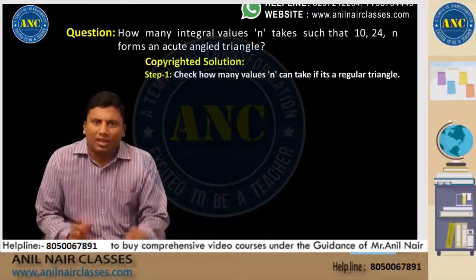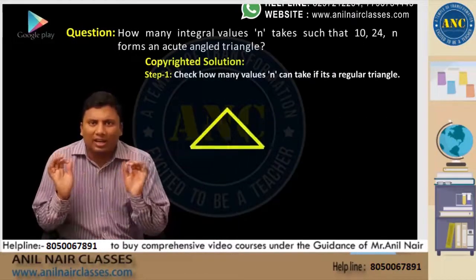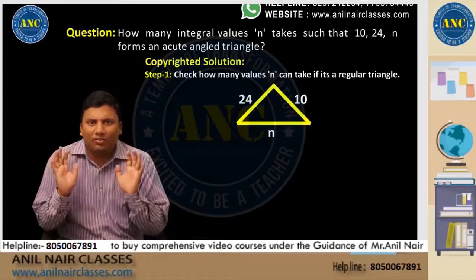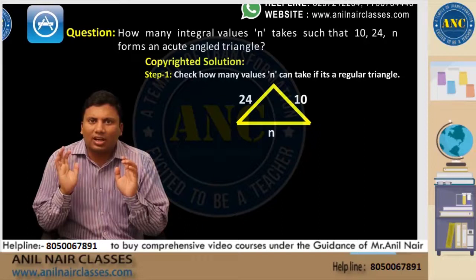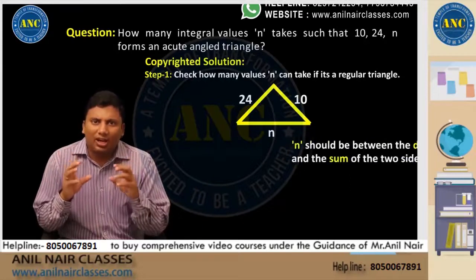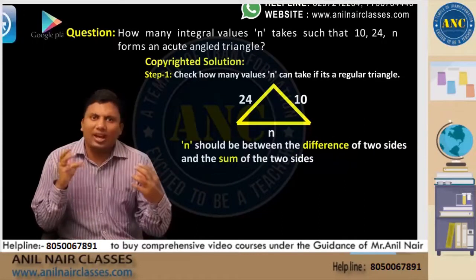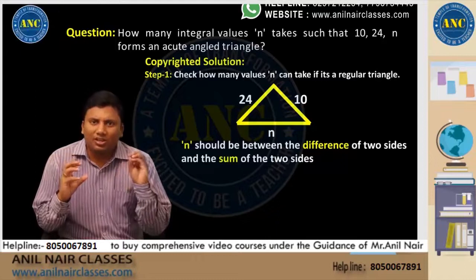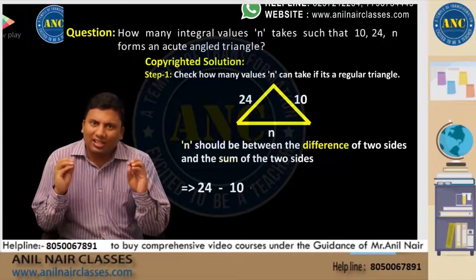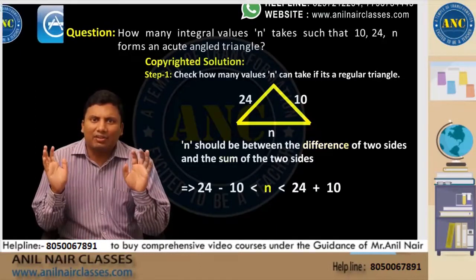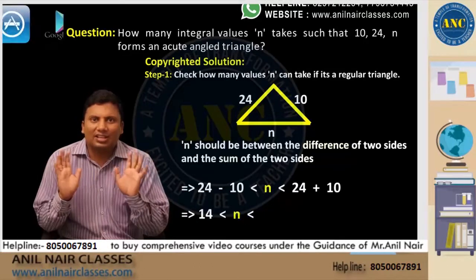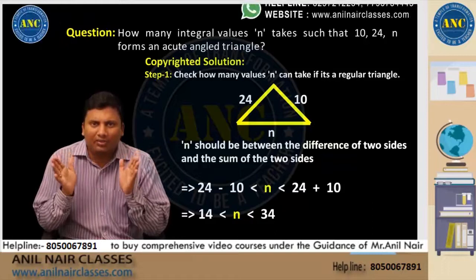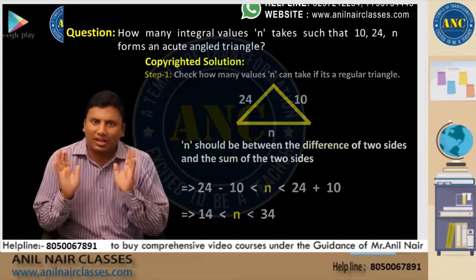Step 1, first it should form a triangle. 10, 24, n should form a triangle. For 3 sides to form a triangle, the third side variable should lie between the difference of the 2 sides and the sum of the 2 sides. So 24 minus 10 less than n less than 24 plus 10. That means 14 less than n less than 34. This is the domain of the variable n because it forms a triangle, right?